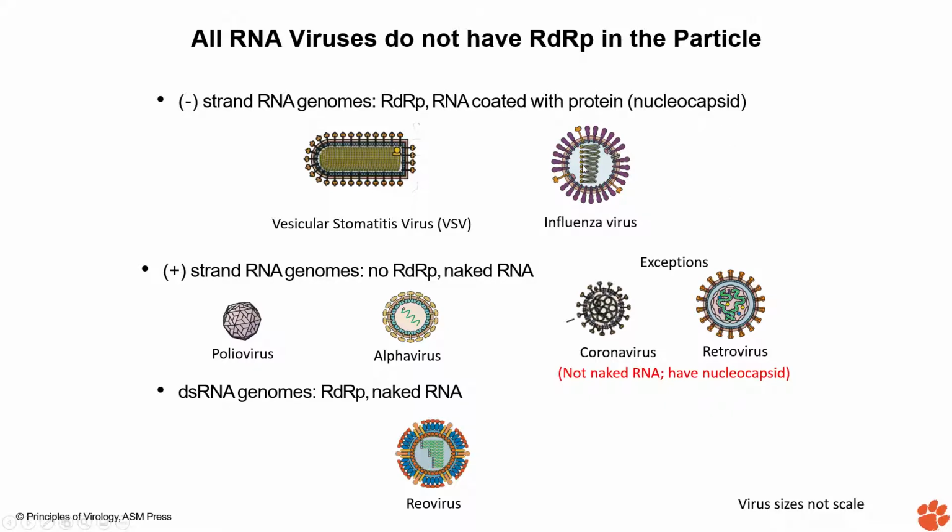So those are the 2 different types of negative strand RNA virus we're going to talk about, with RDRP packaged into the particle. For plus strand RNA virus, poliovirus, there is no RDRP and the RNA is naked, whereas the minus RNAs are always coated with protein and form a nucleocapsid. So why is it so? Think about that: the minus RNA, as soon as it gets into the cell, will be sensed as foreign RNA. There is no minus RNA in the cell. So it can get degraded.